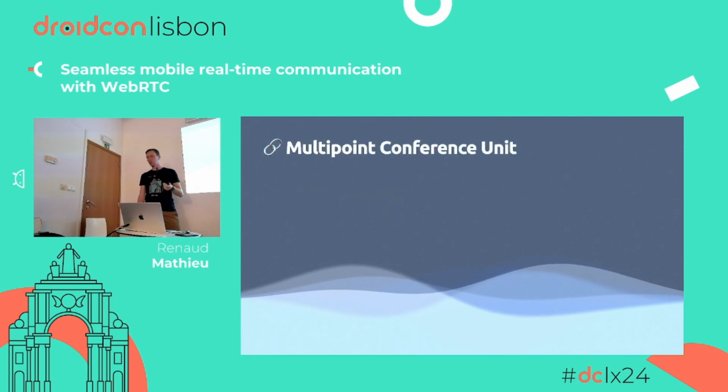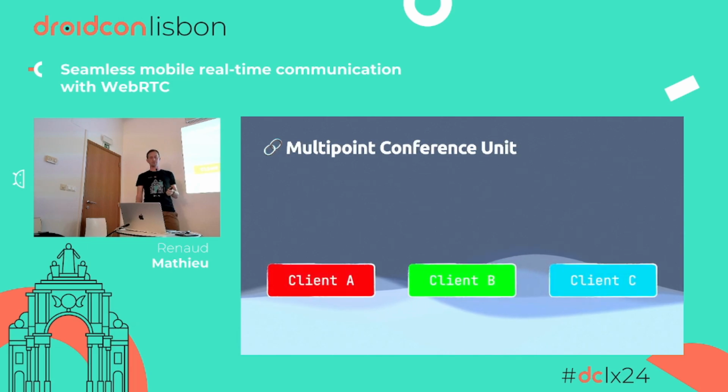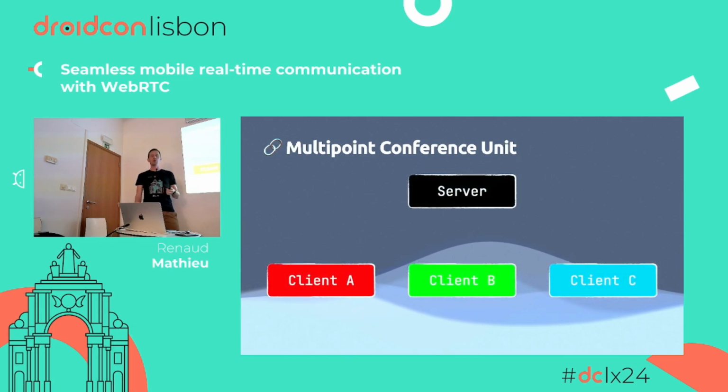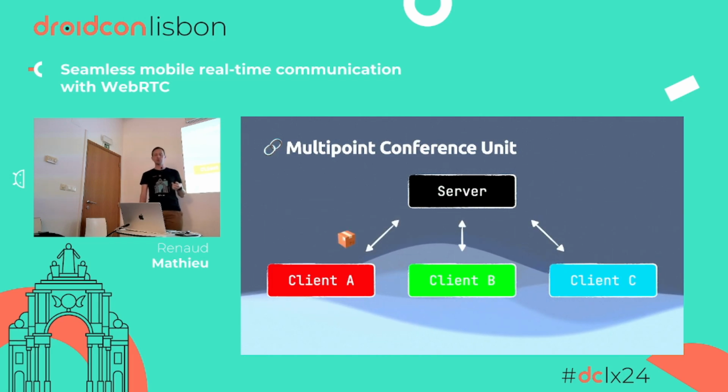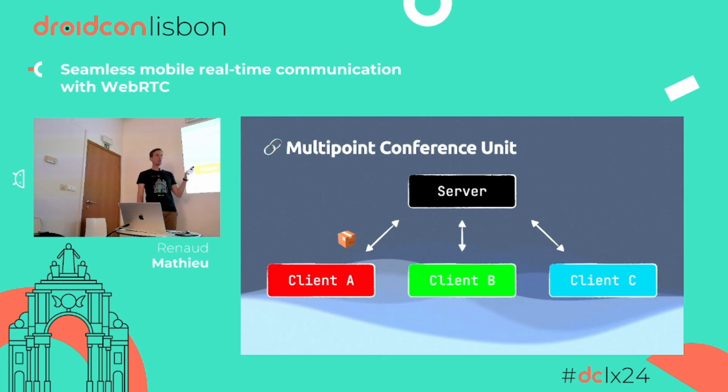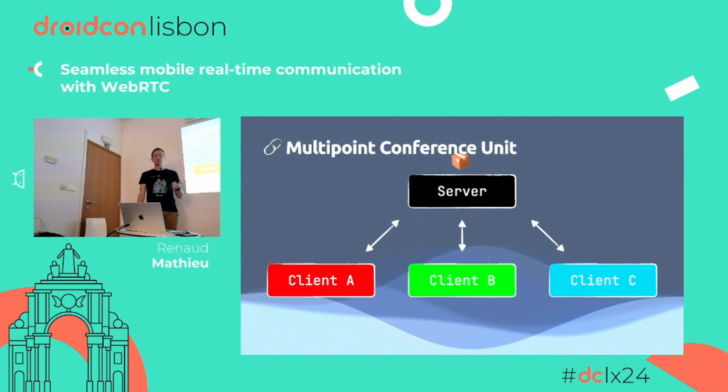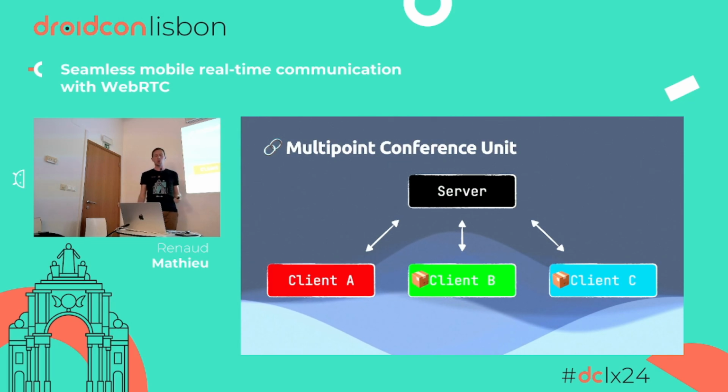This is the multi-point conference unit. You have client A, client B, client C. The solution is to put a server and connect them directly inside the server. This solution requires high computational cost for decoding and encoding the stream on the server side and then dispatching it to all the other clients. It brings high latency at large scale because you have to have a server that is strong enough to dispatch all the streams.